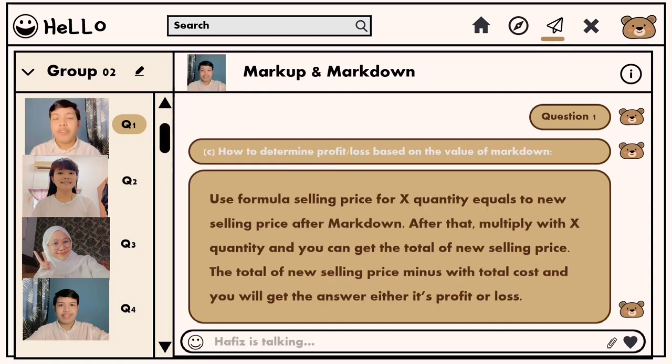To determine profit or loss based on the value of markdown, you can use the formula: selling price for one quantity equals the new selling price after markdown. After that, multiply with the quantity and you get the total new selling price. The total new selling price minus the total cost gives you the answer, whether it is profit or loss.